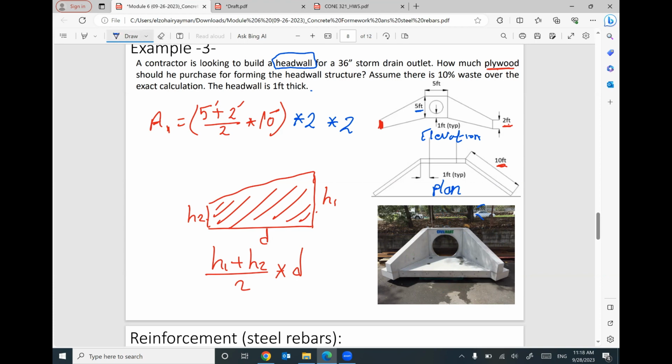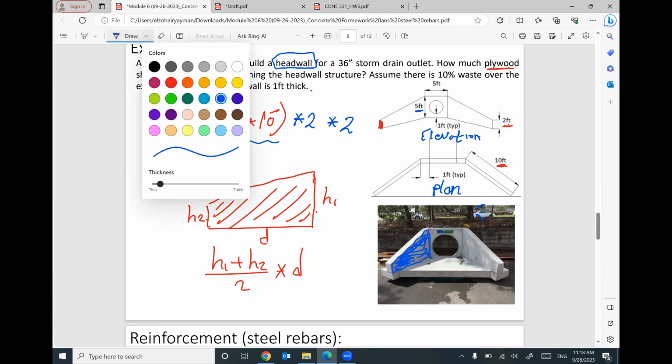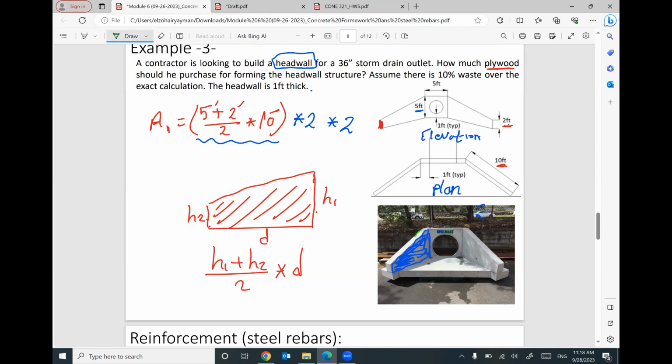I am trying to construct this wall, so I need to build up a formwork at this side. The area of this formwork on this side equals this expression, the area of the trapezoid. Then I need to construct another formwork on the back here to be able to pour concrete in between. So I multiplied this area by 2. What I did for this side of the wall will be done the same on the other side. So I have another 2.